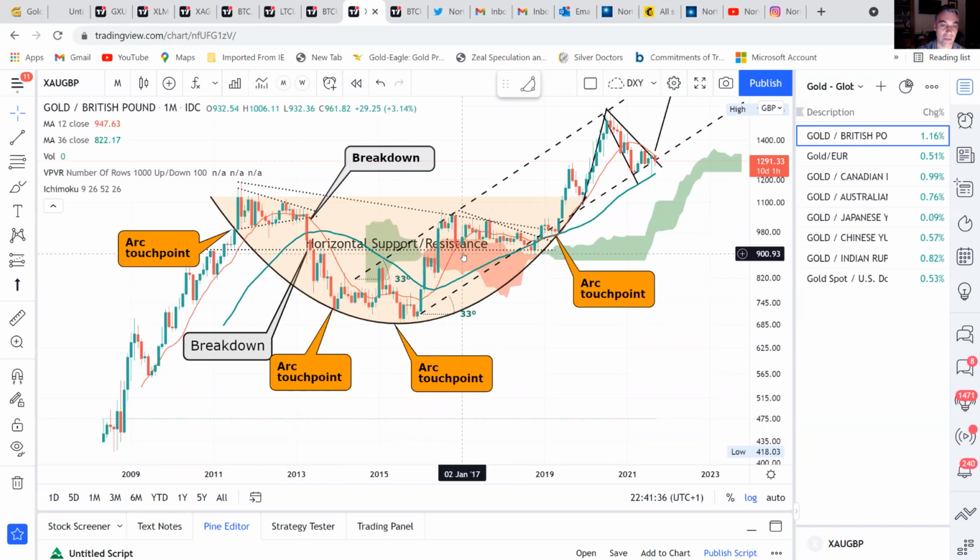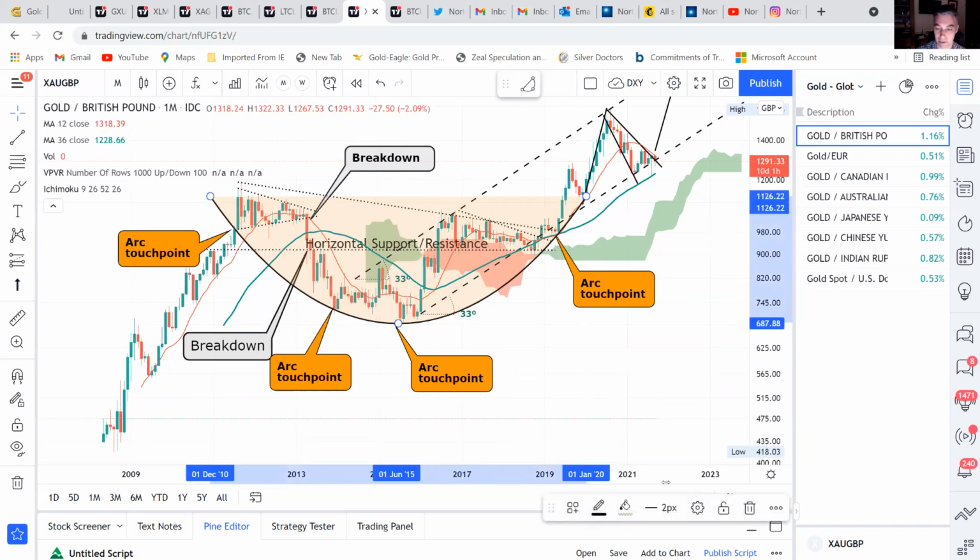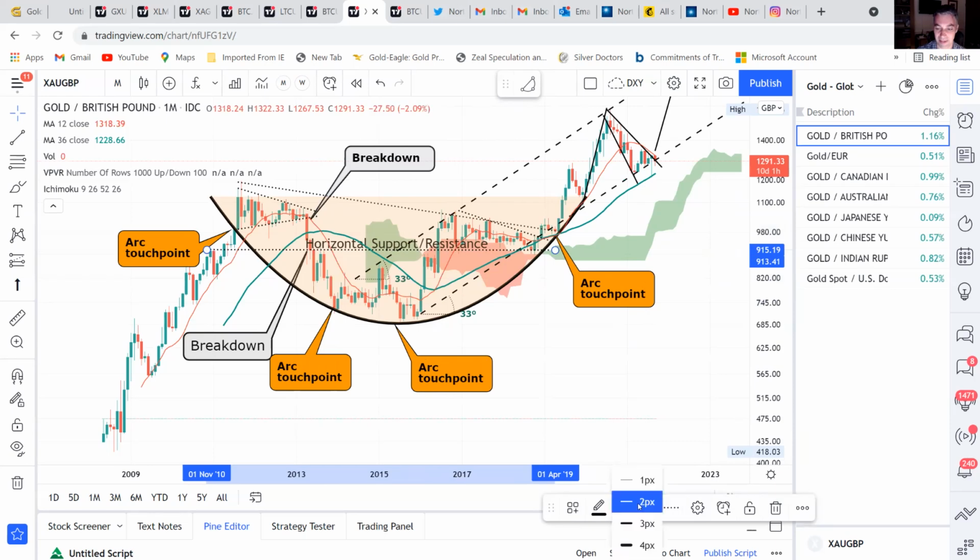It's like a horizontal support and resistance area. It also coincides with this dotted line here. I'll just make it a bit thicker so you can see the one I'm talking about. Not that one, this one here. Okay, so you can see this horizontal support area coincides with this cloud here. And you notice towards the right-hand side, you've got the edge of the arc, you've got the support line, you've got a rising trend line. You've also got the 36-month moving average.